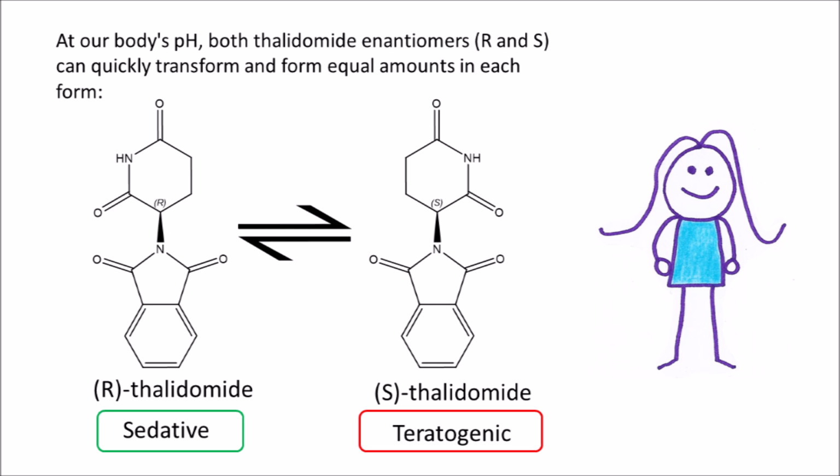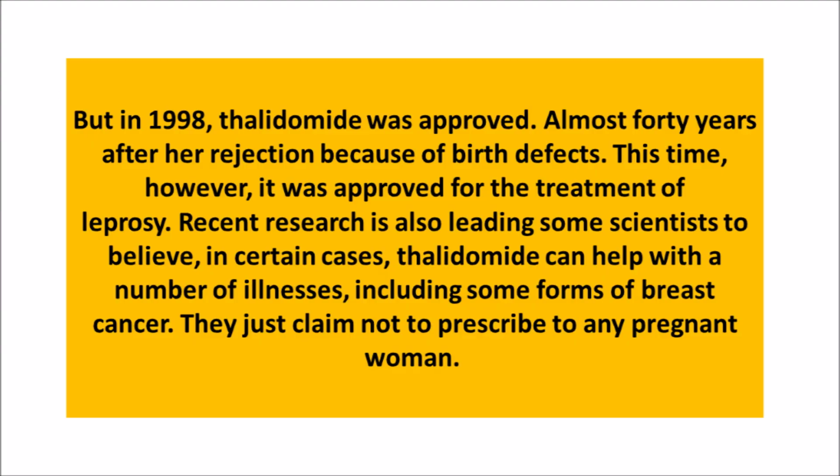But it turns out that the R enantiomer of thalidomide can actually switch to the S version while it's inside the human body. Which means that even if they had isolated 100% pure thalidomide R, it would still not be safe for pregnant women. But in 1998, thalidomide was approved, almost 40 years after its rejection because of birth defects. This time, however, it was approved for the treatment of leprosy. Recent research is also leading some scientists to believe that, in certain cases, thalidomide can help with a number of illnesses, including some forms of breast cancer. They just claim not to prescribe it to any pregnant woman.